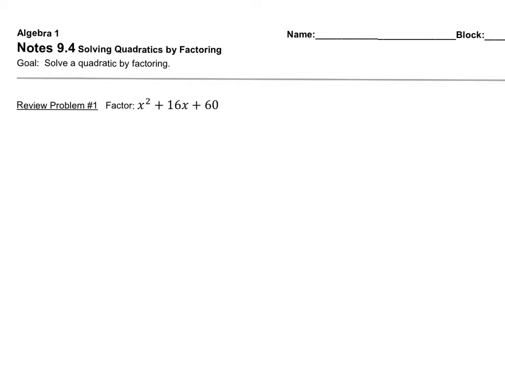Let's do two review problems, starting with the first one, factor. First step of factoring is ask yourself, is it in standard form? Yes, this is in standard form. X squared is first, then the x, then the number.